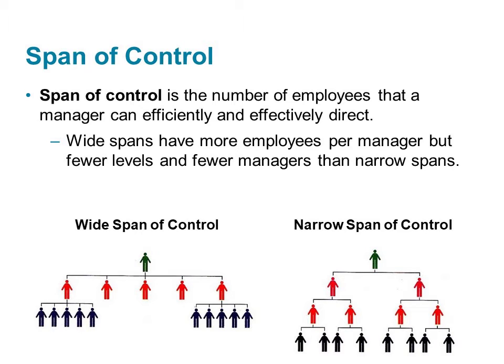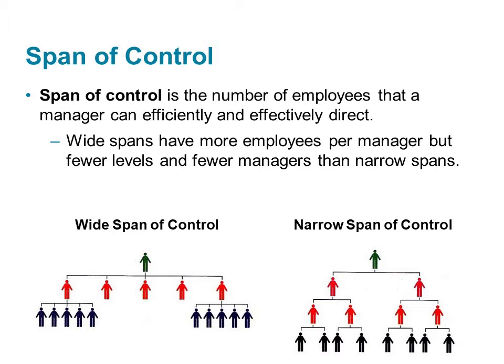The fourth element of organizational structure is span of control, which reflects the number of employees that a manager can efficiently and effectively direct. This element is important because it determines the number of levels and managers an organization will need to get the work done.